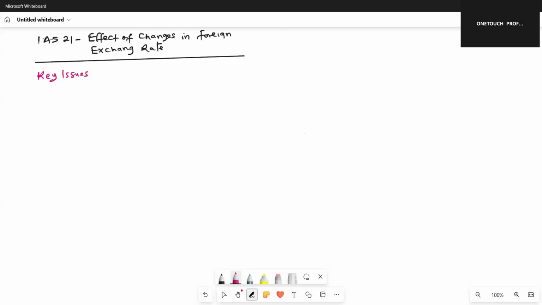Tonight, we want to look at IAS 21, effect of changes in foreign exchange rate.